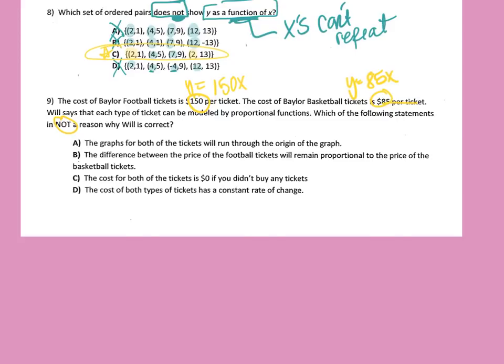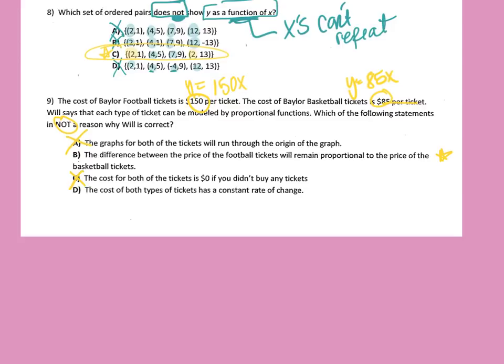So A says the graphs for both of the tickets will run through the origin. So that's true because neither one of them had a b value. Neither one of them had a y-intercept. So that would be true. We're looking for a reason that he wouldn't be right. B, the difference between the price of football tickets will remain proportional to the price of basketball tickets. Maybe. Let's check the other ones just to double check. C, the cost for both of the tickets is 0 if you don't buy any tickets. This is true. If you don't buy any tickets, your cost is 0.